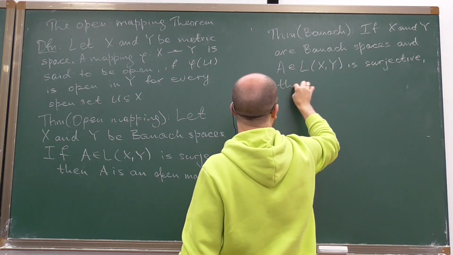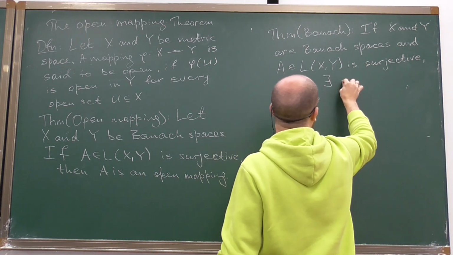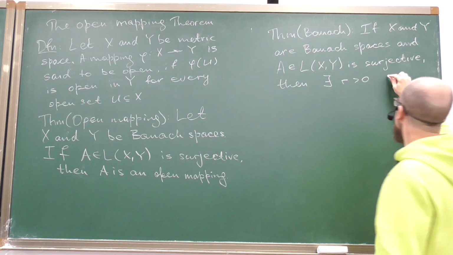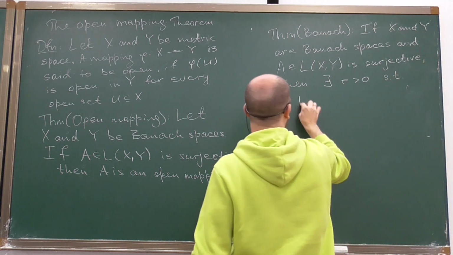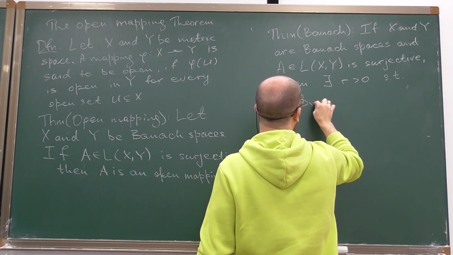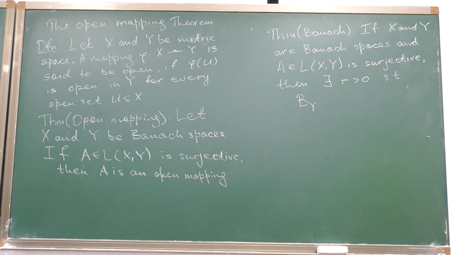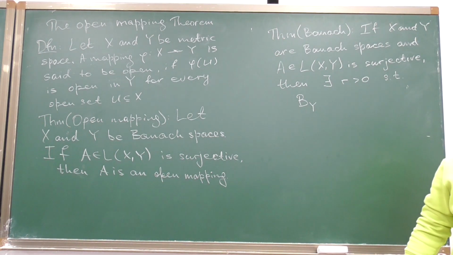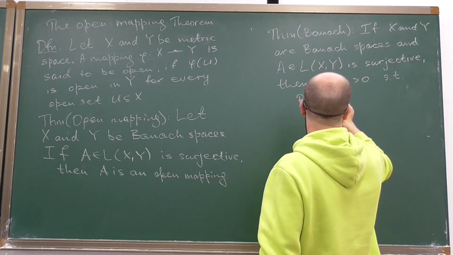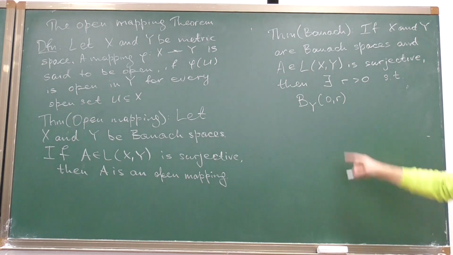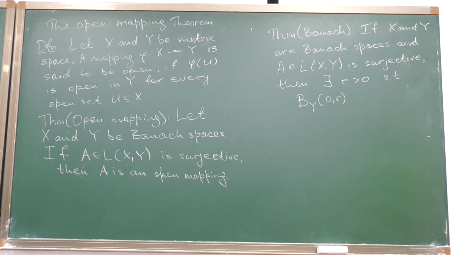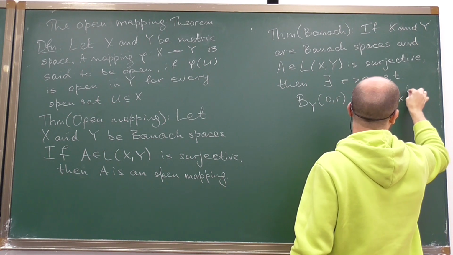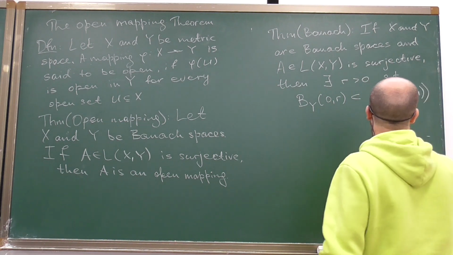Then there exists a positive number r such that the ball in Y, since we have two spaces, we have balls in both of them, so by the subscript I will specify in which space we consider this ball. So the ball in Y centered at 0 and of radius r belongs to the image of the unit ball from X.